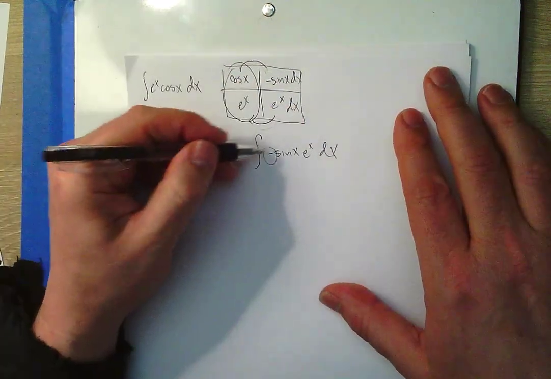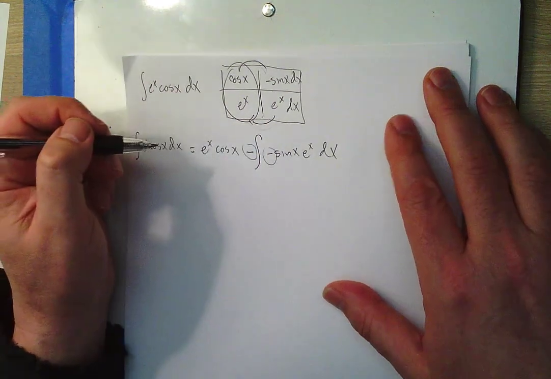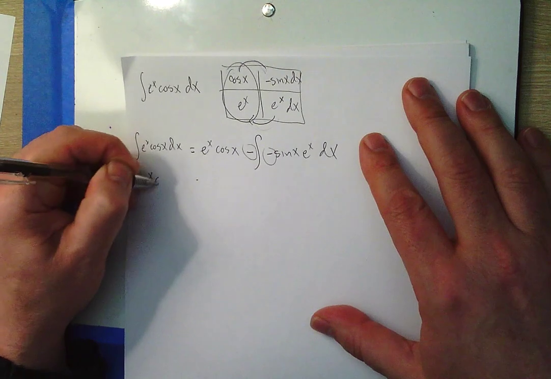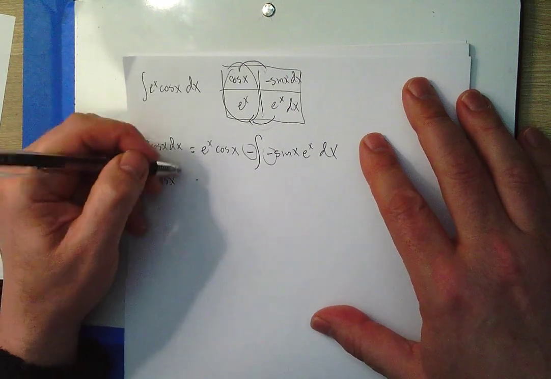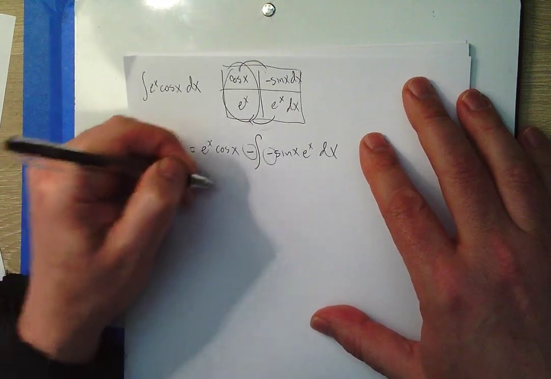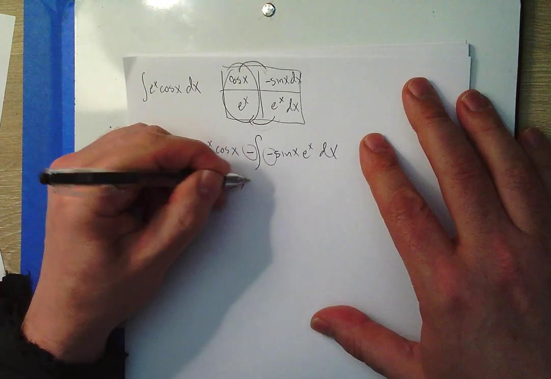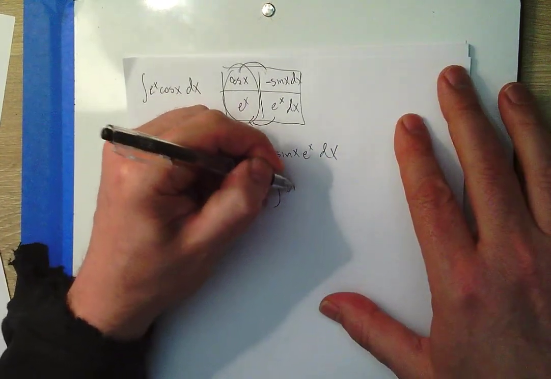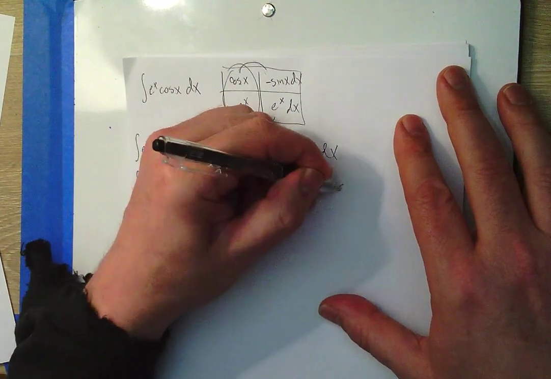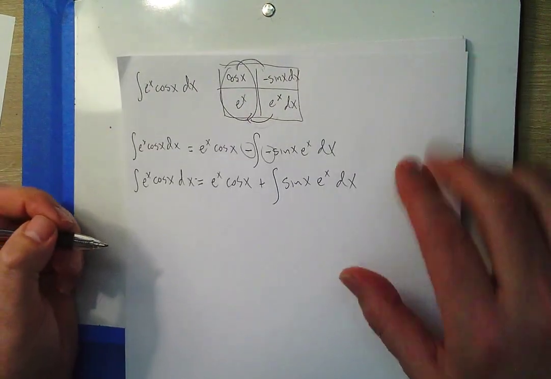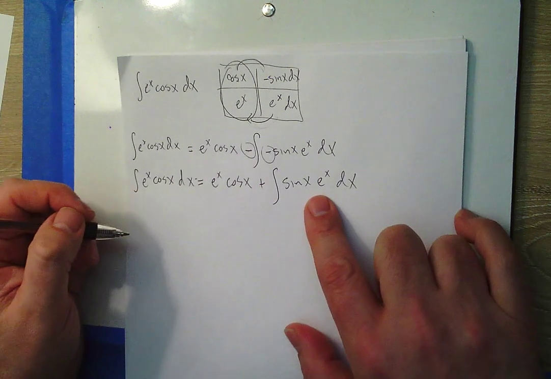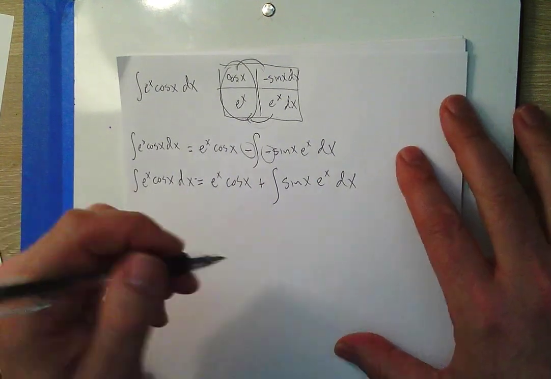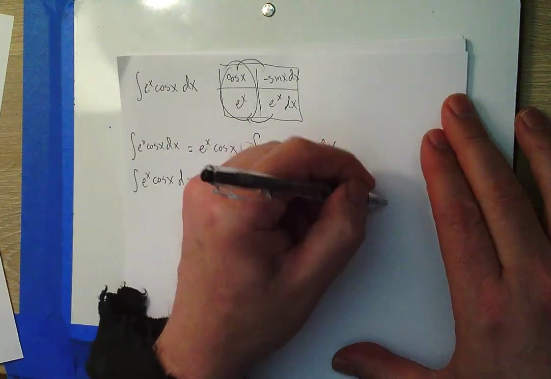Well, great. I can pull this negative out, this negative, and so I'm going to have the integral of e to the x cosine x dx equals e to the x cosine x, minus a minus is plus, the integral sine x e to the x dx. And you may be saying, well, Mr. Kukla, that looks remarkably similar to where we started. Yeah, but it isn't the same. It's just similar. So do by parts again.